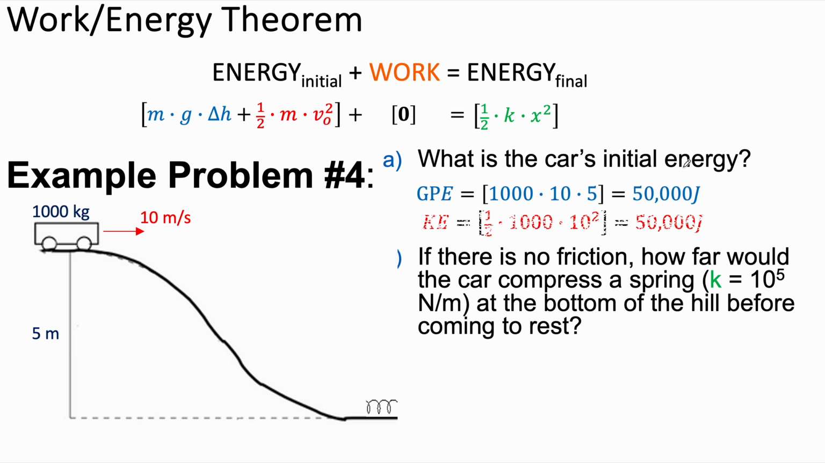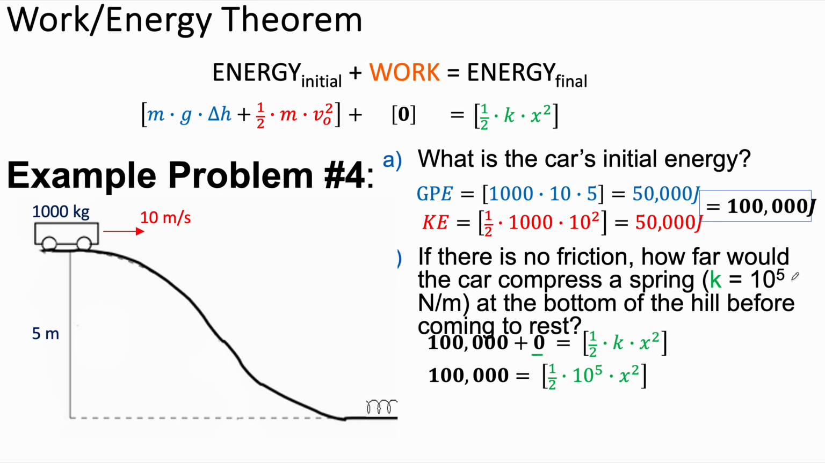The car's initial energy is exactly the same as it's been in the previous problems, 100,000 joules. But the difference in this case is the initial energy plus the work done, 0, is going to equal elastic potential energy at the bottom. We're given the spring constant is 10 to the 5th. And so if we plug that in and then multiply both sides by 2, 200,000 divided by 10 to the 5th gives us just 2. 2 is equal to x squared, or x is equal to the square root of 2, or 1.41 meters.